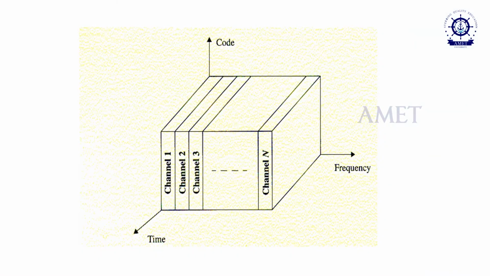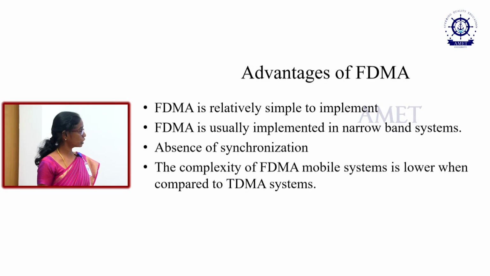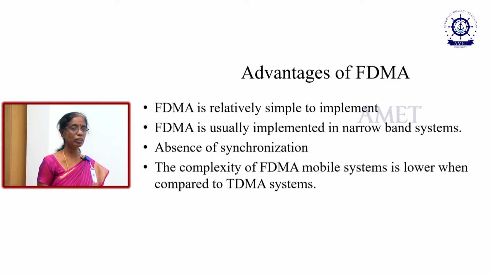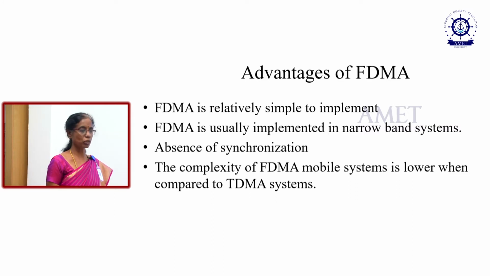While we are going for a multiple access technique, we have to consider three parameters. I told you the three parameters are code, time and frequency in each multiple access technique. For example, in the frequency division multiple access technique, frequency is the varying parameter, and the other two parameters will be kept constant. The advantages of FDMA are listed here, which is why we go for FDMA. For which system it is suitable, we will understand from the advantages listed here.